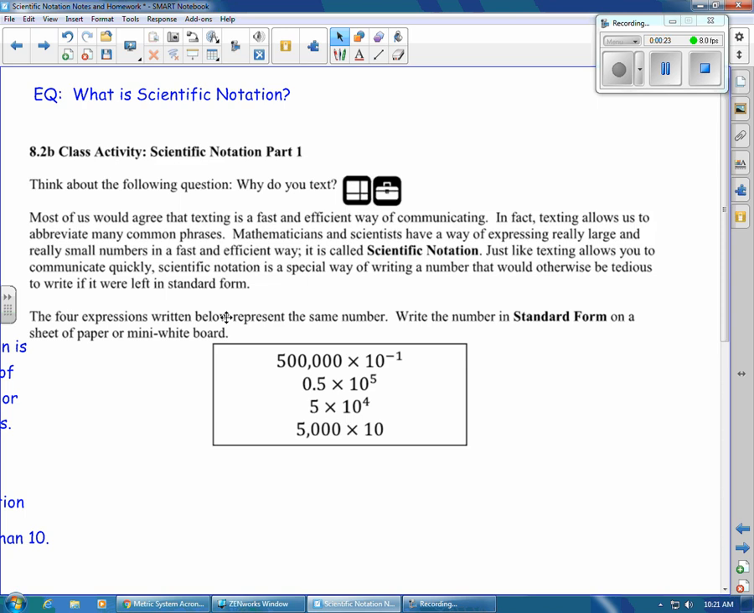We have to add an EQ at the top because there's no space for it, and the EQ is what is scientific notation. So I know it says class activity, and we actually are going to be doing a class activity tomorrow in class, but I want you to take some notes ahead of time. So think about the following situation, or following question.